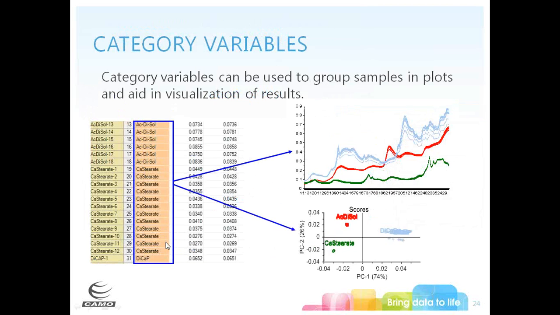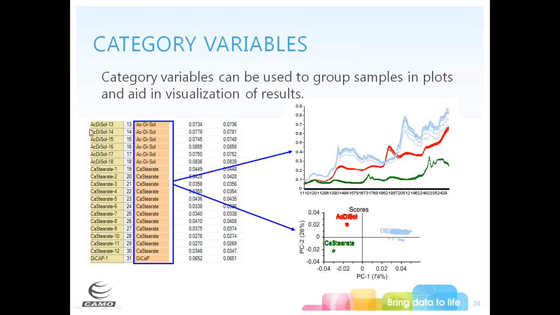A useful tool within The Unscrambler is the ability to define variables as category variables. If we use category variables, we can use this in sample grouping so that we can color code our graphics, which can help us then to visualize and communicate the results.